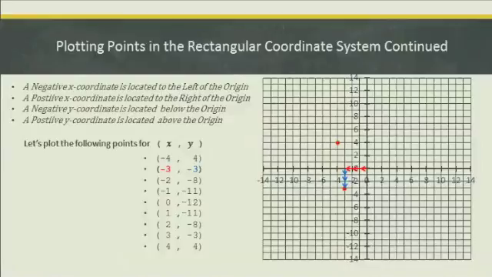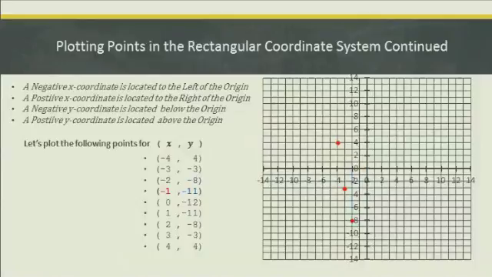Alright, so hopefully you're starting to see the pattern here, but we're going to go ahead and continue on. So let's do the third point. Again, this is going to be a negative 2 x and a negative 8 y. So you go to the left of the origin 2 spaces for x, and then you're going to have to go down 8 spaces for the y. 1, 2, 3, 4, 5, 6, 7, and 8. And this is where we place our point.